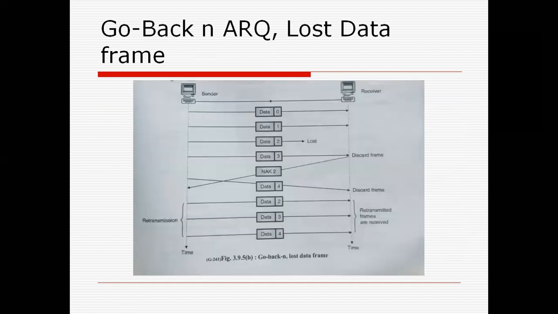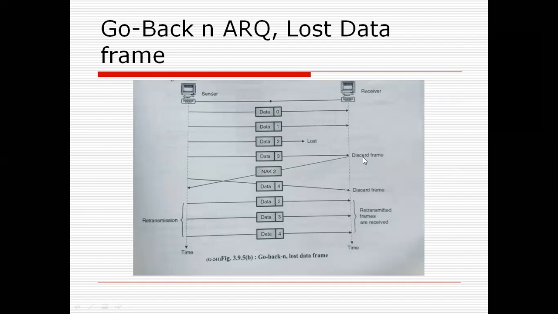Now we will consider some issues observed in the go back N ARQ protocol. First is called the lost data frame. So the sender has sent the first data frame 0. The receiver has not given any acknowledgement. The sender has sent data 1. The sender has sent data 2. Now this data 2 has not been received by the receiver due to a network issue, and the sender again sent data 3. It is received by the receiver.